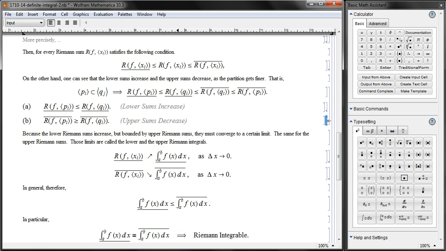So the idea is lower sums increase, upper sums decrease. Are they going to merge? Are they going to merge at the same point? If they do, then that is going to capture all the Riemann sums and then squeeze into the same value. Kind of like squeeze law.